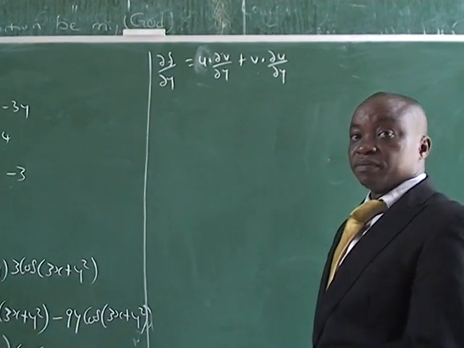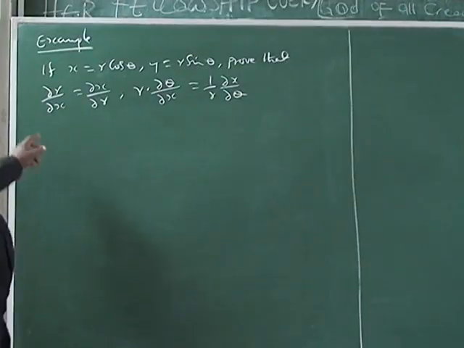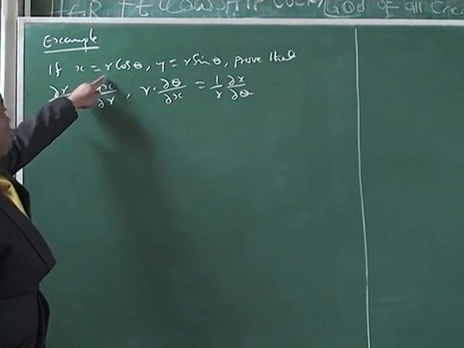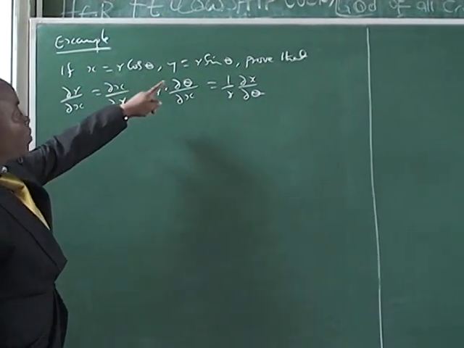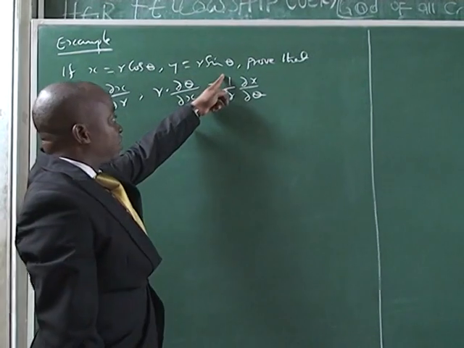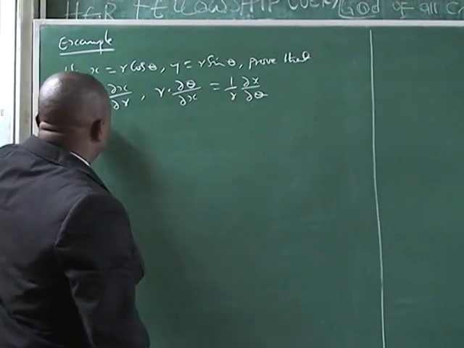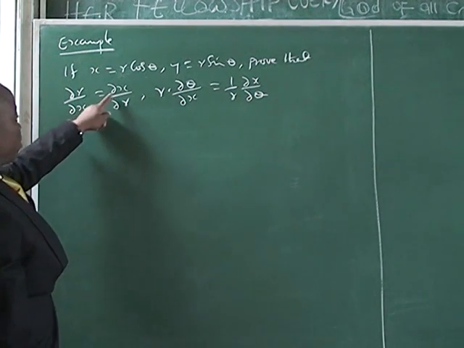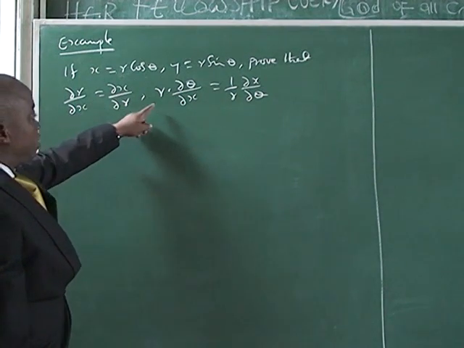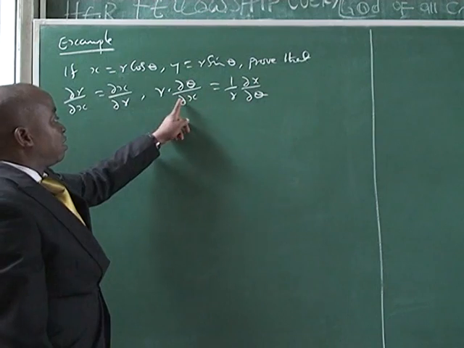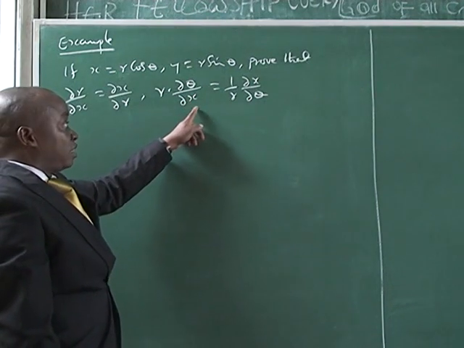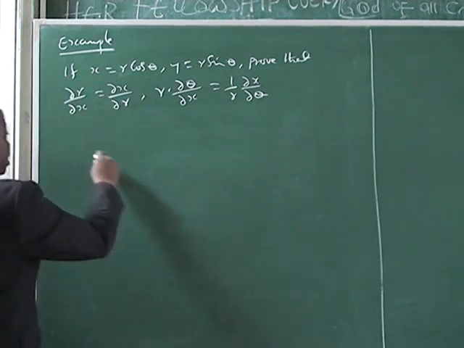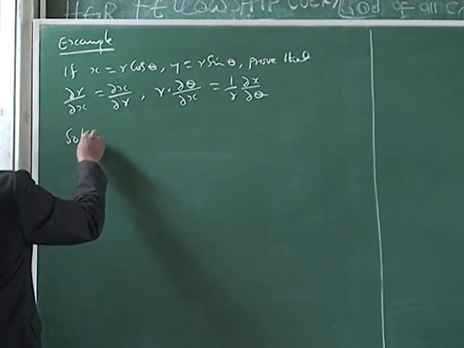Now we will look at other examples. For this example, we want to look at if x is equal r cos theta, y is equal r sin theta. Prove that partial r partial x is equal partial x partial r, then r times partial theta partial x is equal 1 over r partial x partial theta. Now let's pick the solution.